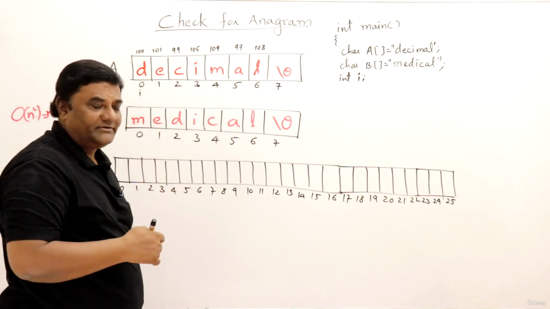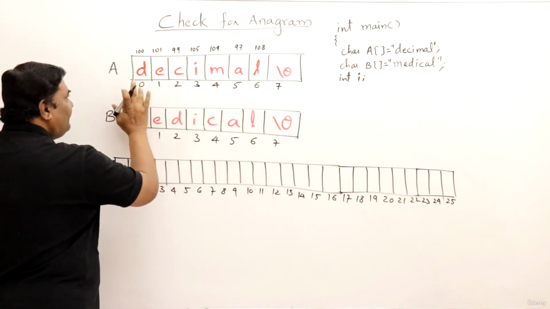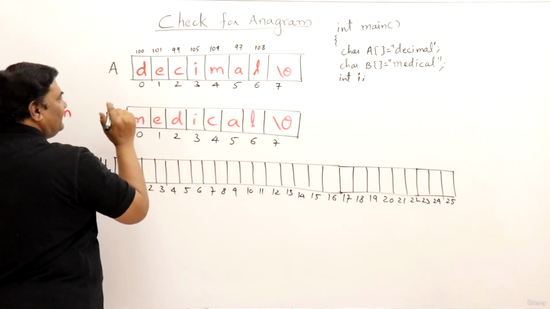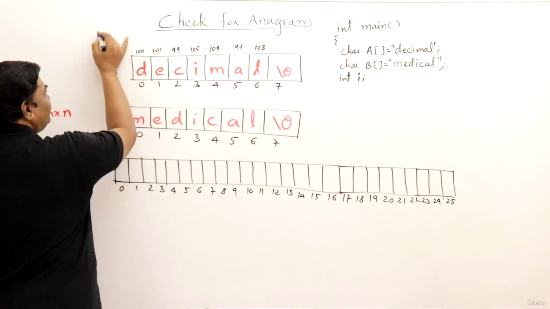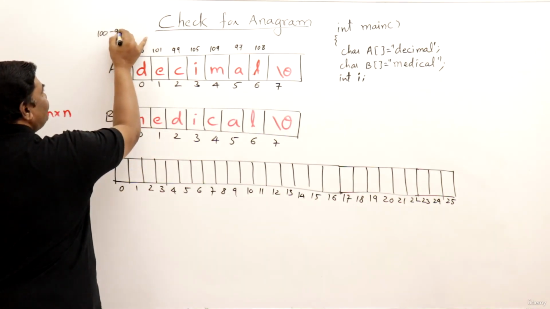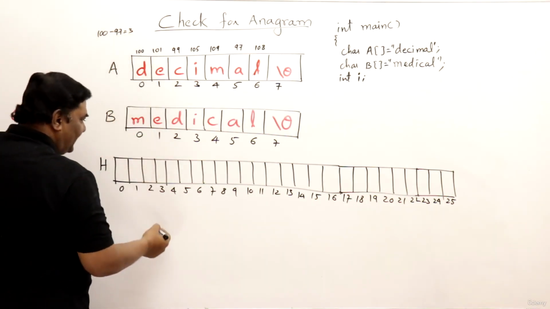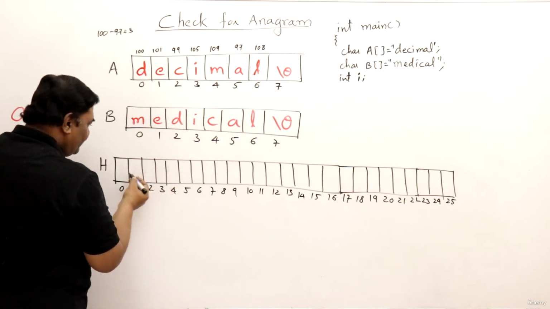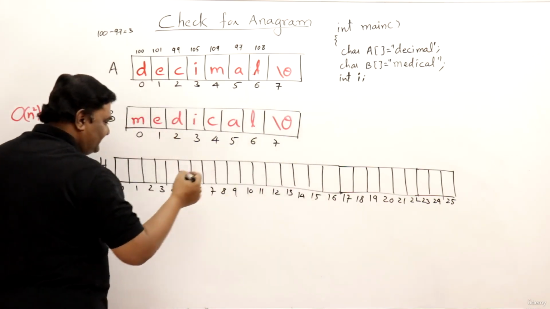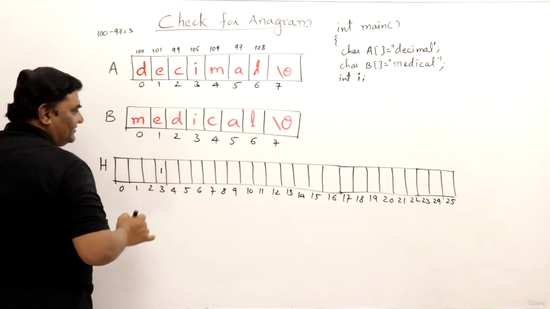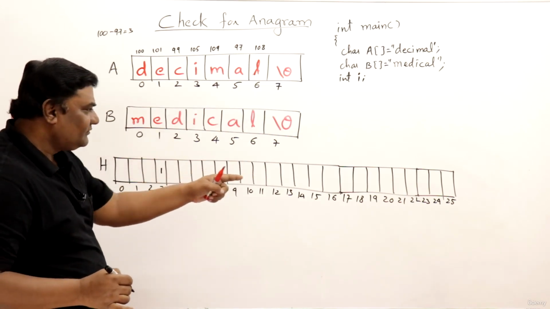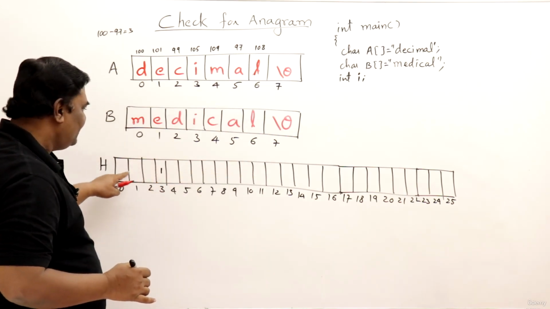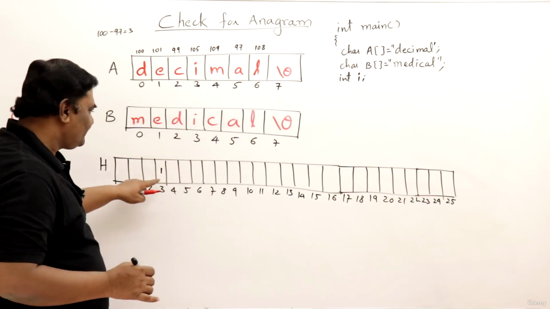We can go to each and every alphabet. For every alphabet, like this is 100, so 100 minus 97 gives 3. So at index 3, increment. Assume that all these are filled with 0. Increment, so it becomes 1. I have not written 0 because that looks congested, so I have just assumed that these are all 0. So this became 1.